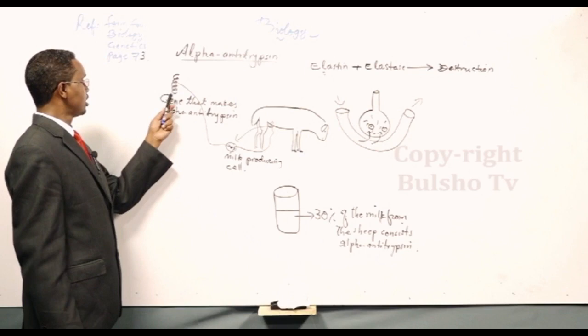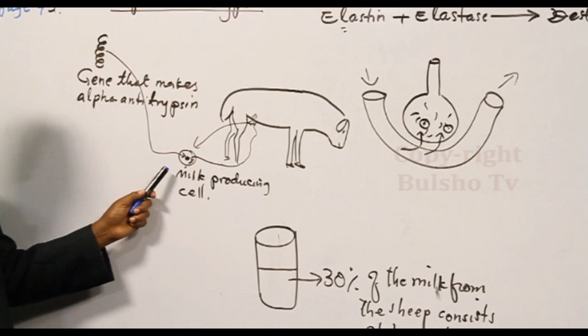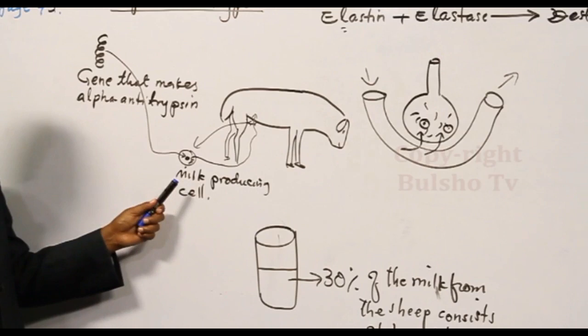Now this is a chain that makes alpha antitrypsin. We inserted this chain into the milk producing cells of the sheep. Then we inserted it, and the milk producing cell is back in the sheep.